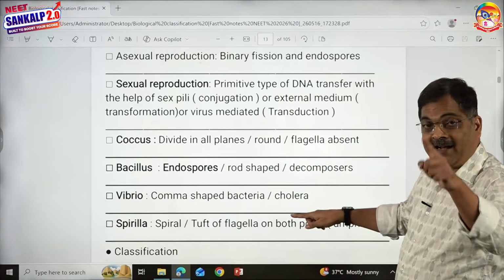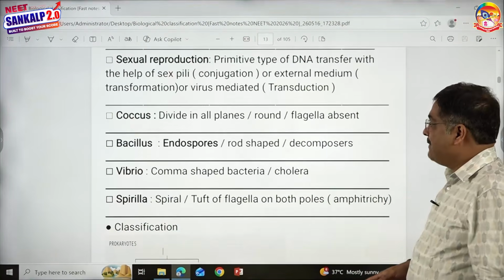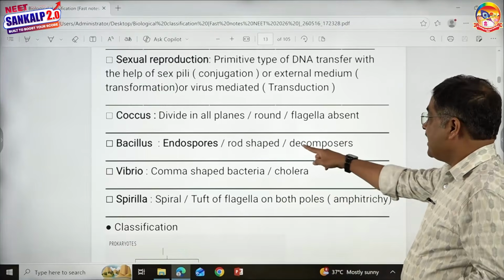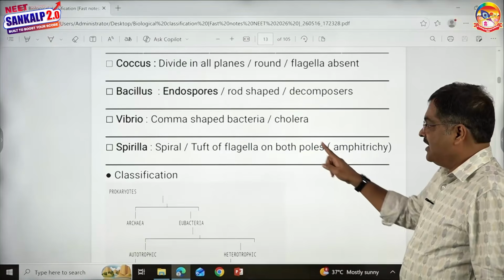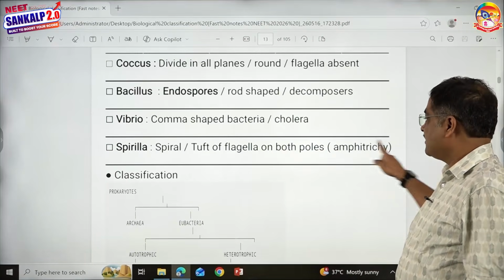Coccus is a spherical bacteria which divide in all planes. Bacillus is a rod-shaped bacteria which contain endospores. Vibrio is a comma-shaped bacteria. Spirillum is a spiral-shaped bacteria with tuft of flagella on both poles.